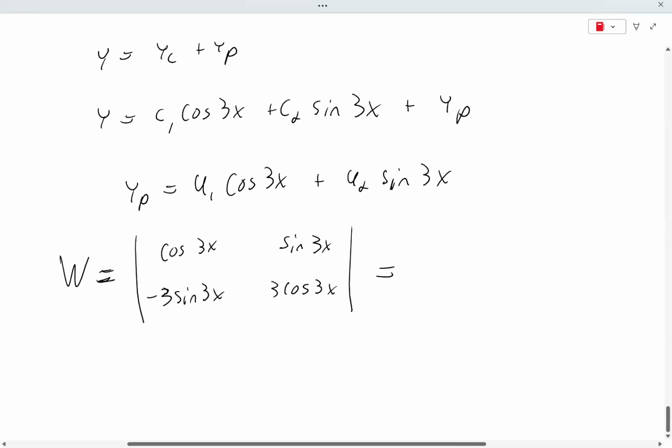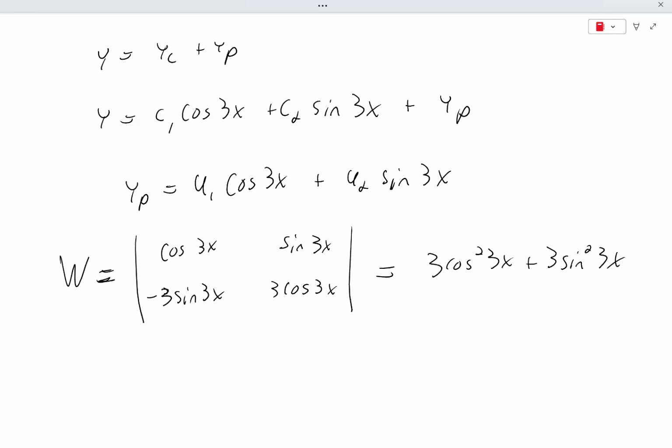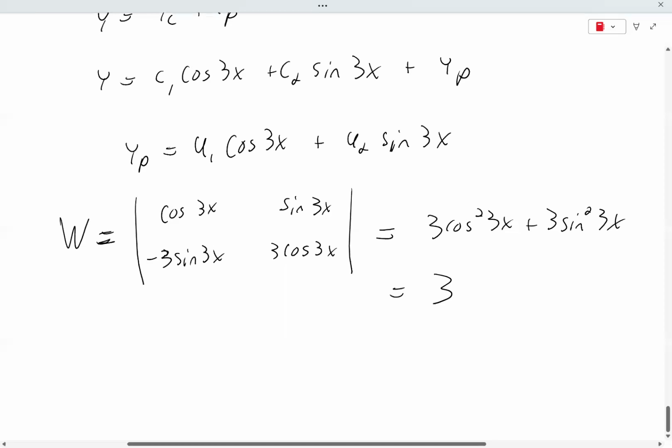Okay. So then you do the thing here with this, and you get 3 cosine squared 3x, and then it'll turn into plus here, because it switches direction. Plus 3 sine squared 3x, like this. And then this is going to be 3, because you can factor out the 3. Sine squared plus cosine squared equals 1. So that's 3 there, right?